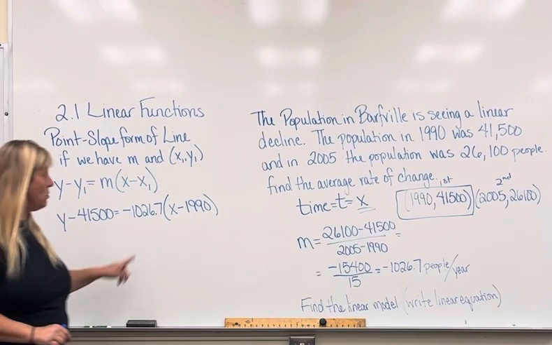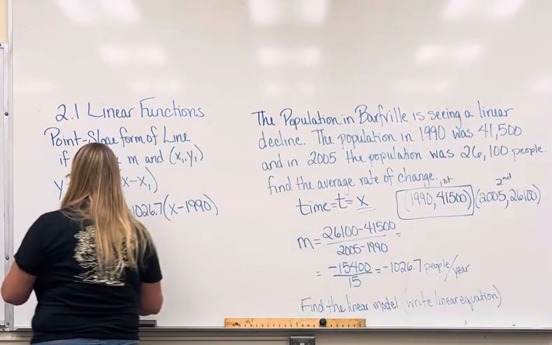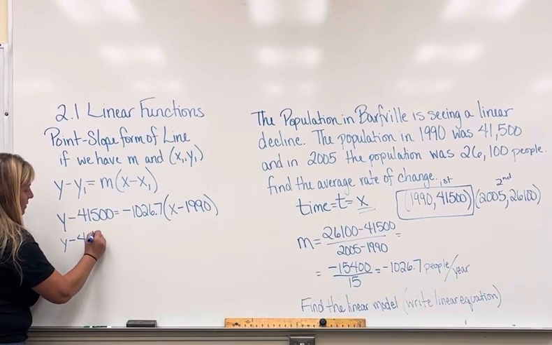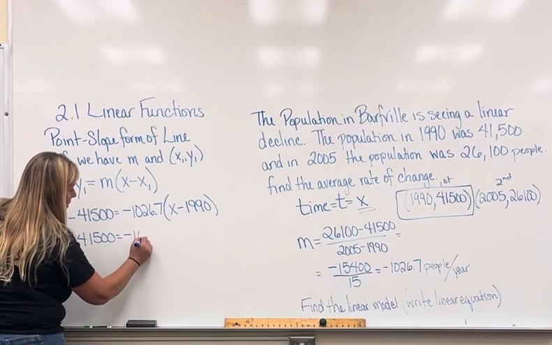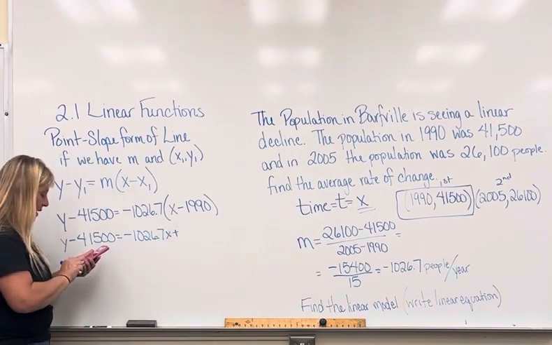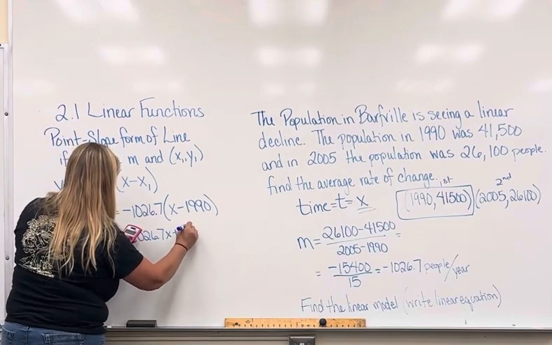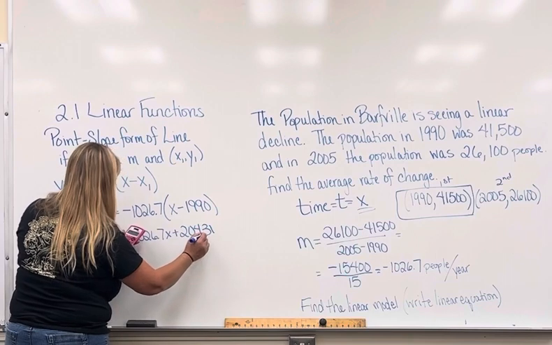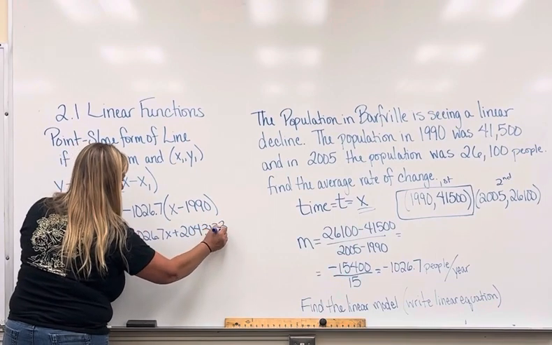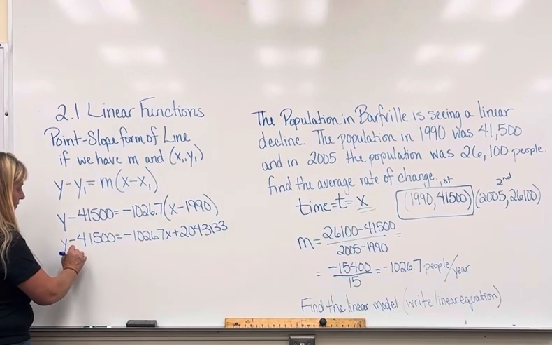Alrighty, so now we need to multiply in with that 1990 to figure out if we get there. And again, as we're dealing with decimals, we can use our calculator. So y minus 41,500 equals negative 1,026.7x. Those will turn into a plus, and we'll do 1,026.7 times 1990. And I get 2043133. And then last but not least, we're going to add our 41,500.